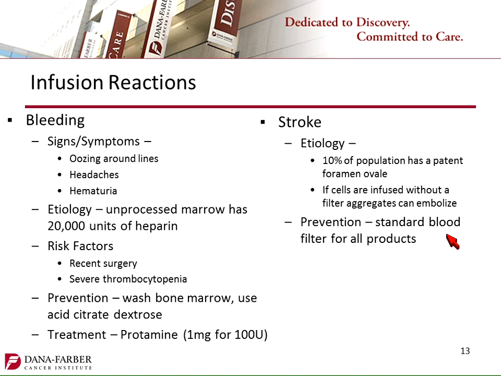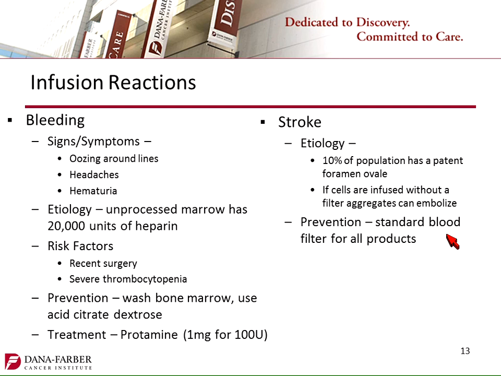Bleeding is more common with bone marrow stem cell infusion. It presents as oozing around lines, hematuria, and if it's a head bleed, it can present with headaches or confusion or neural changes. It's related to the 20,000 units of heparin in the unprocessed bone marrow, and the risk factors are recent surgery and severe thrombocytopenia. With that being said, most of our patients are thrombocytopenic at the time of the bone marrow infusion, and we don't see serious head bleeds.